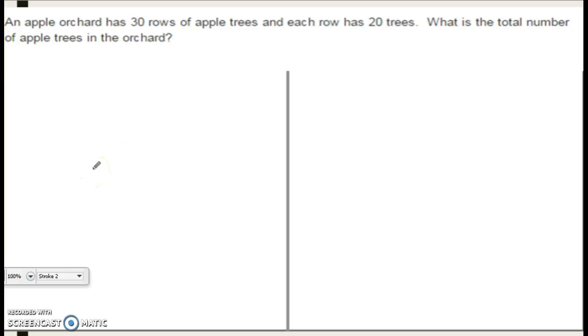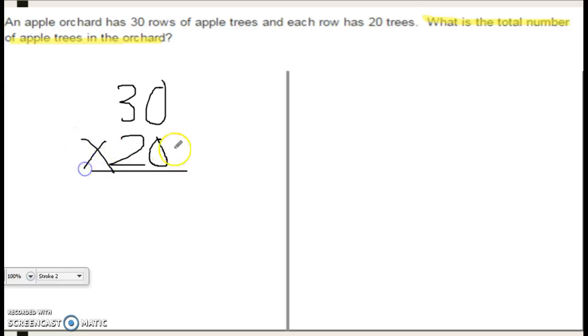An apple orchard has 30 rows of apple trees, and each row has 20 trees. What is the total number of apple trees in the orchard? Well, once again, this means this is a total, so we are going to multiply 30 rows by 20 trees in each row.